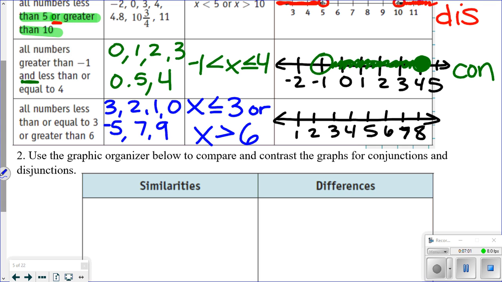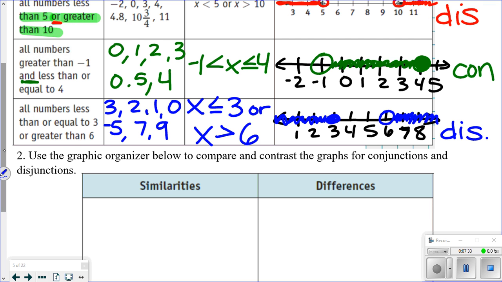Two circles. So closed one at 3, and we need x values less than that. So shade to the left. X values greater than 6, so put an open circle at 6, and shade to the right, greater than, towards 7, 8, and 9. So these are disconnected. This is a disjunction. We're shading opposite ways because we have the word or.